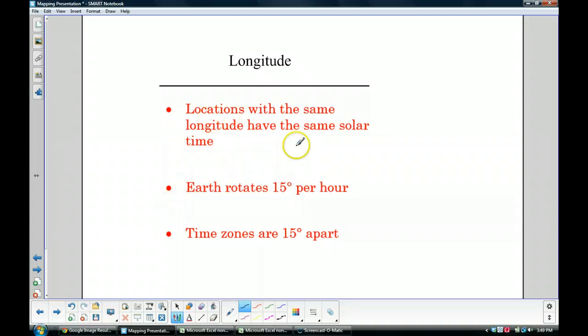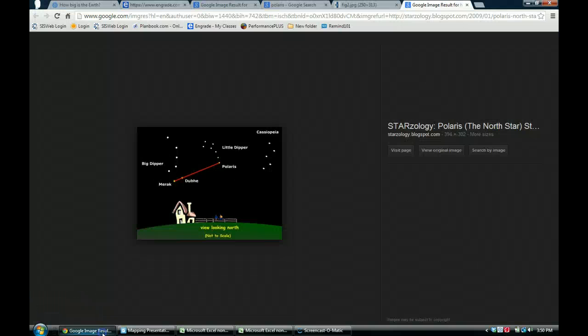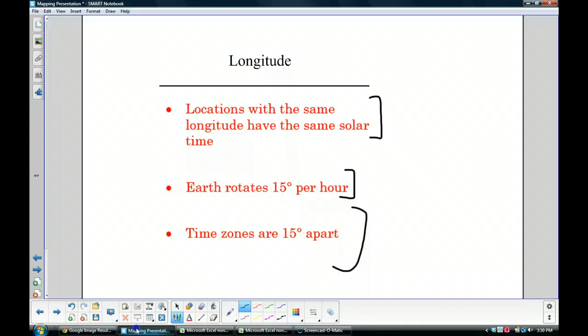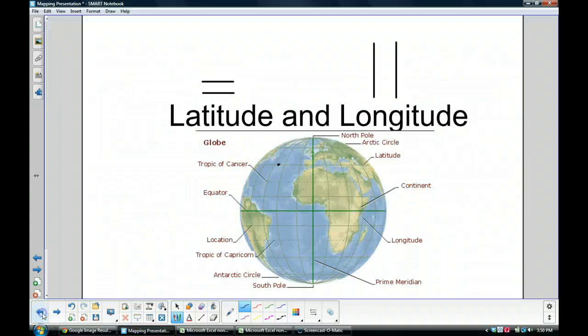And longitude has to do with time zones and how fast the Earth moves. So time zones are very important to longitude. We spin 15 degrees, we rotate 15 degrees per hour, and places with the same longitude have the same solar time. I'll come back to this slide in a moment, but basically, let's say here in Africa, if you're here, or if you're here, you have the same solar time. So it's the same time of day.